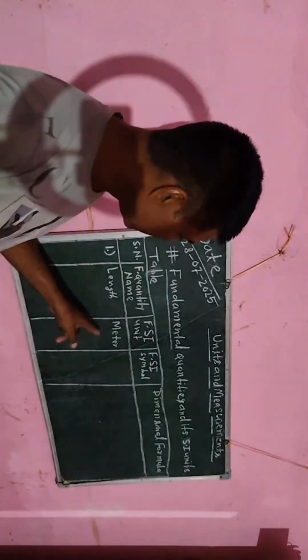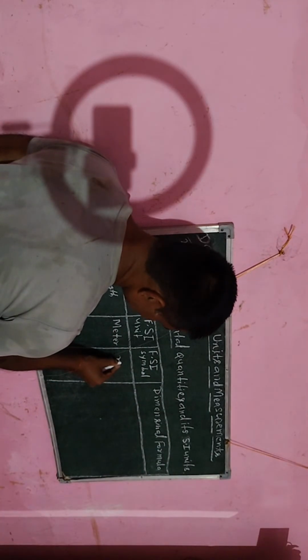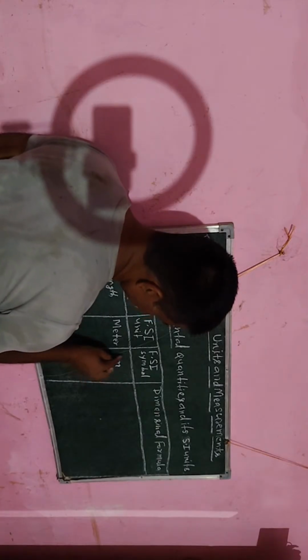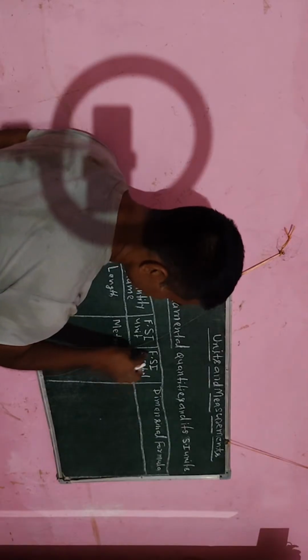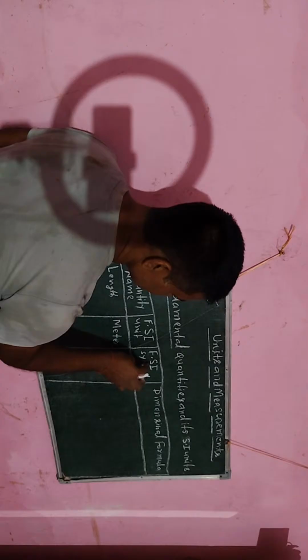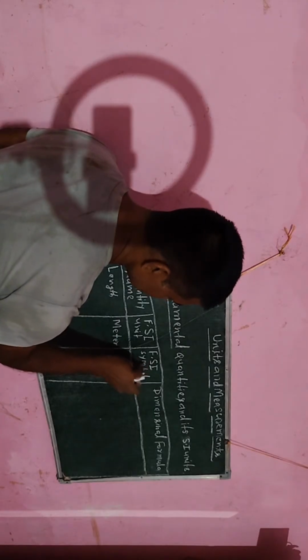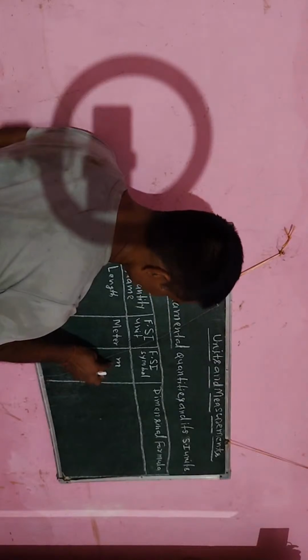Okay students, now its symbol. Because meter starts with m, I will say its symbol will be small m. So this small m is the fundamental SI symbol. F stands for fundamental, SI stands for international system. International system symbol is small m.